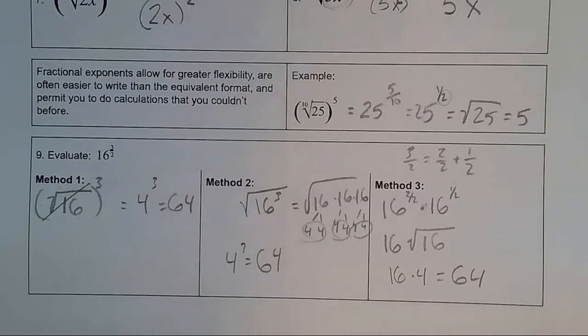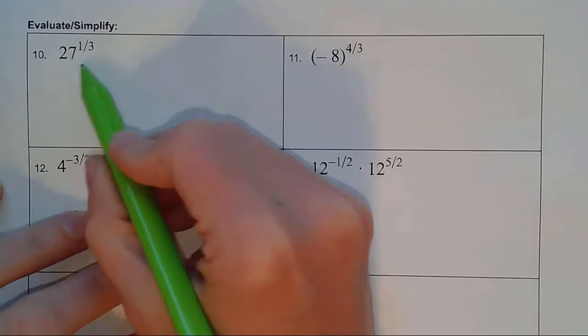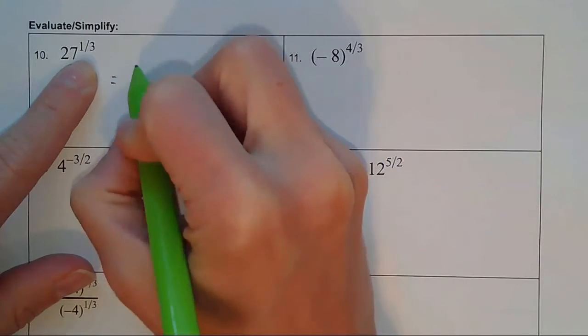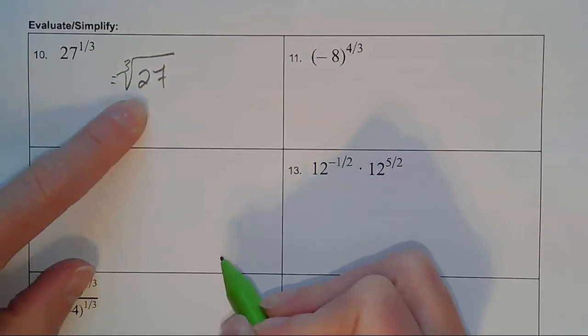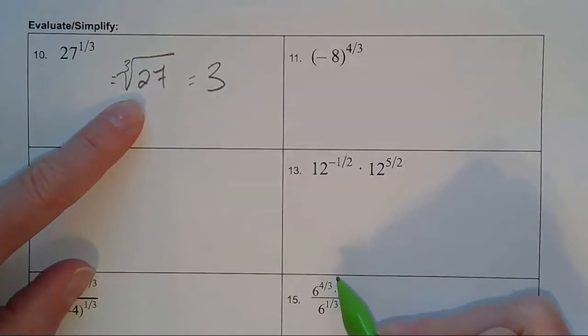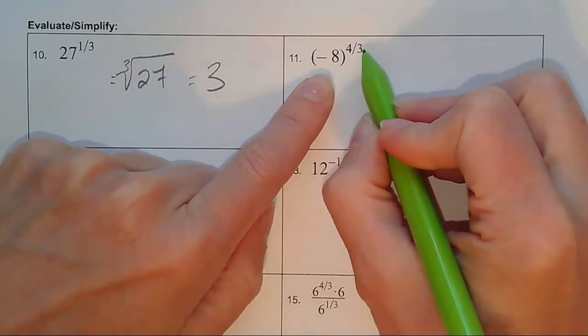So really pick whatever you're comfortable with. If one method doesn't work, just try something else. And then hopefully when we do the ones in the back, you'll see. All right, we're just going to do as many as we can. Okay, 27 to the 1/3, not a clue what that means currently, so I'm just going to go ahead and change its form. It's going to be a cube root of 27, doesn't matter where the 1 goes. Oh, cube root of 27 is 3 times 3 times 3, which is 3. Cool, that was nice. All right, -8 and then to the 4/3 power.